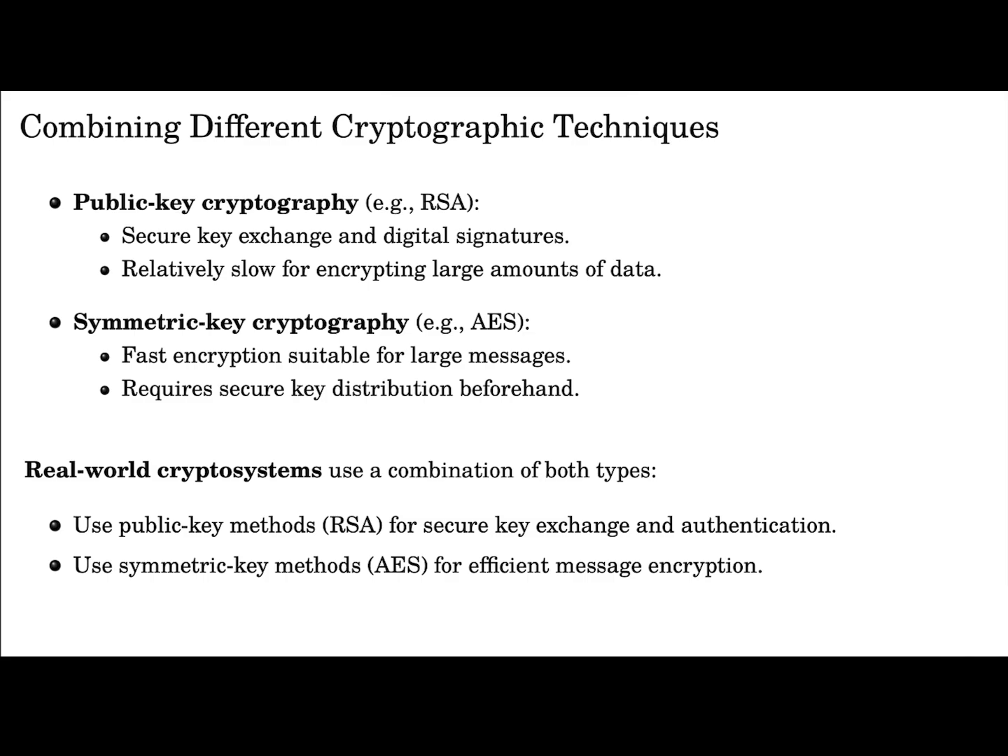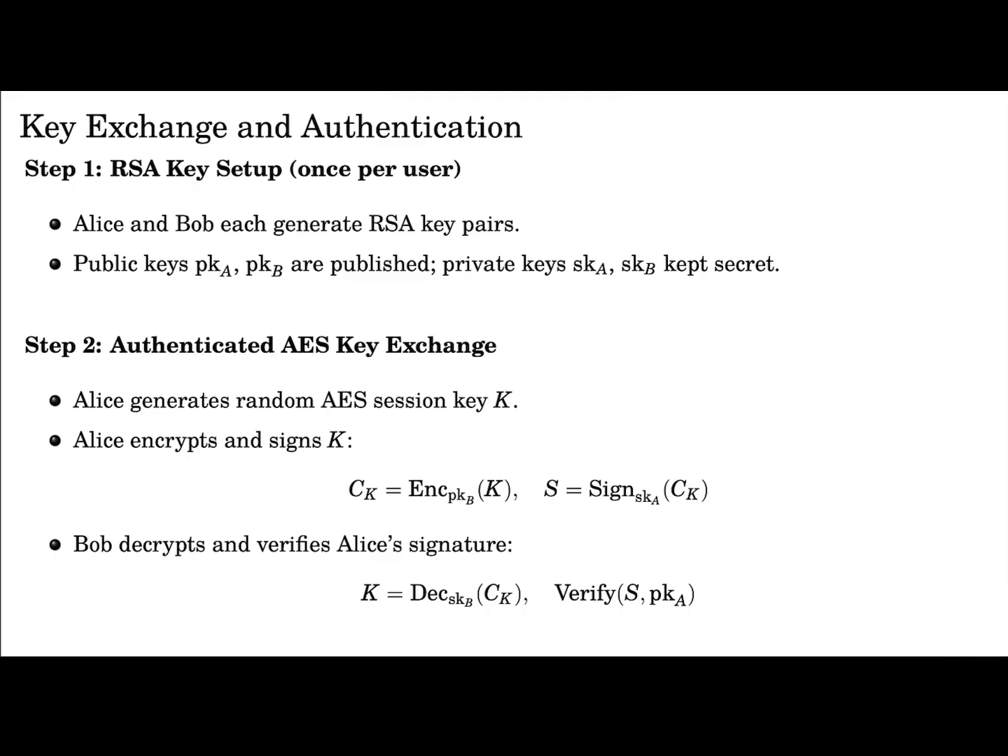And so the public key part is usually used at the beginning to establish trust or agree on a session key, and then the symmetric key is used for the actual communication. So in other words, in modern crypto systems, it's not usually just RSA or just AES. It's a combination of these tools. And so let's look at an example of how something like this could work, right?